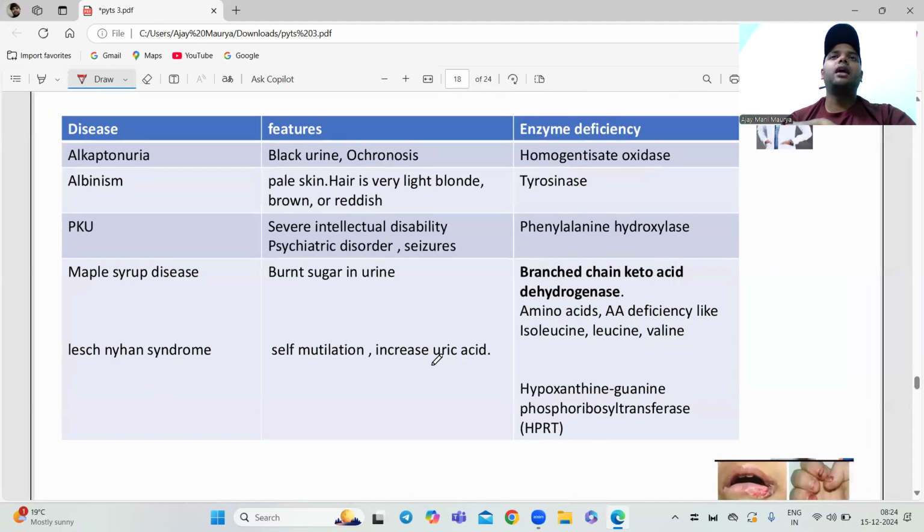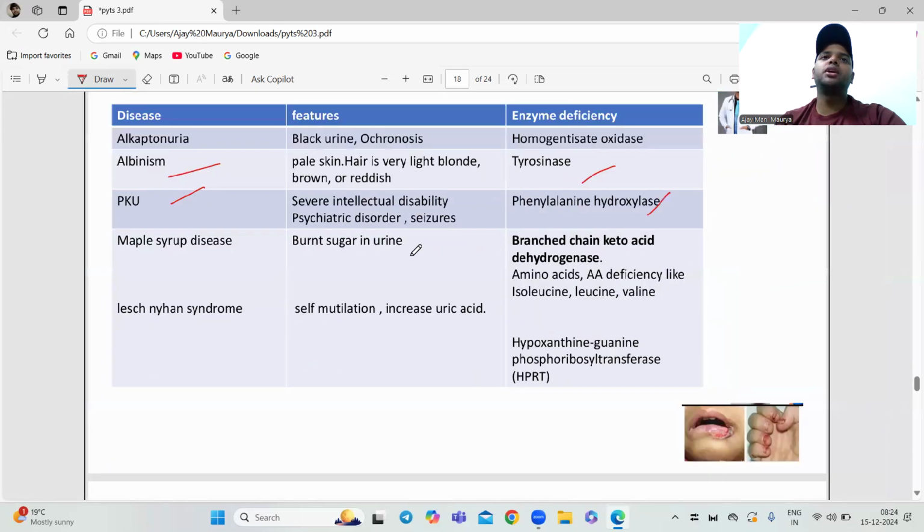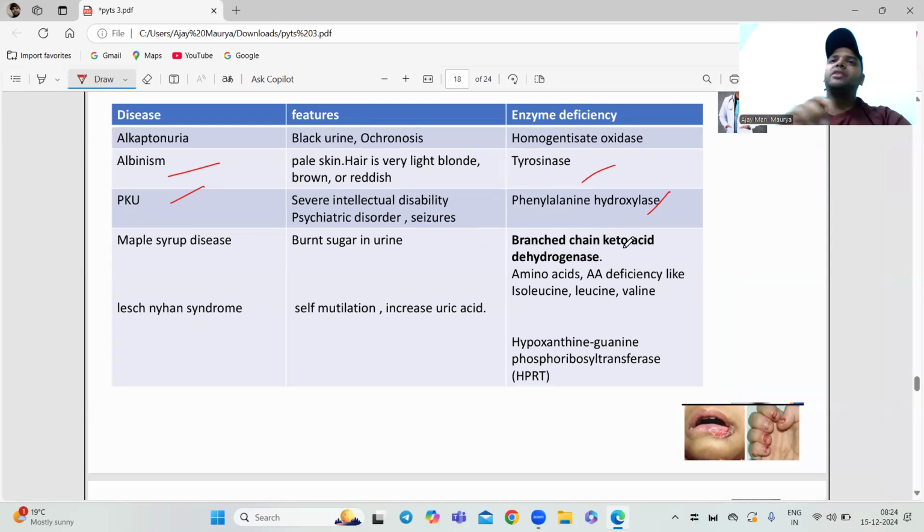Guys, I think everyone knows this one. Alkaptonuria: black urine, ochronosis, homogentisate oxidase enzyme deficiency. Albinism: tyrosinase deficiency. PKU, phenylketonuria: we see psychiatric disorder, seizure, disability; it is phenylalanine hydroxylase deficiency. Maple syrup urine disease: burnt sugar smell in urine; it is branched-chain keto acid dehydrogenase enzyme deficiency. Example: ILV, isoleucine, leucine, valine.